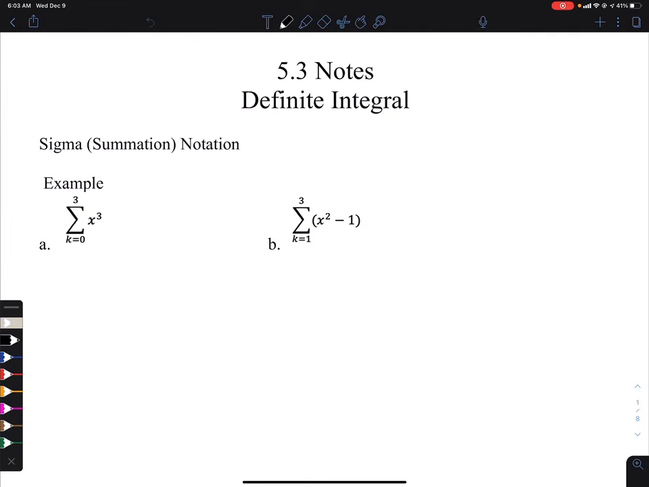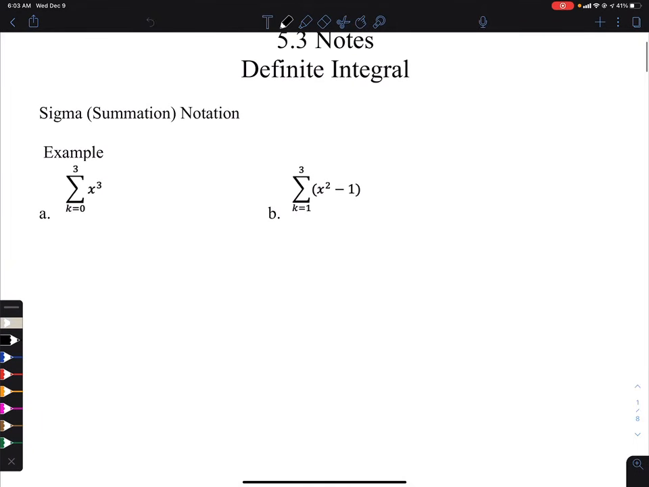5.3, this is the definite integral. So just as a quick review, we're going to look at summation notation. This bottom number here is your starting value, your starting index. And this is a Greek letter sigma. That's why it's called sigma notation, but summation because we're adding things.